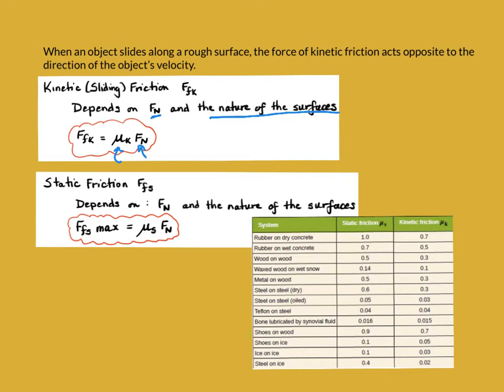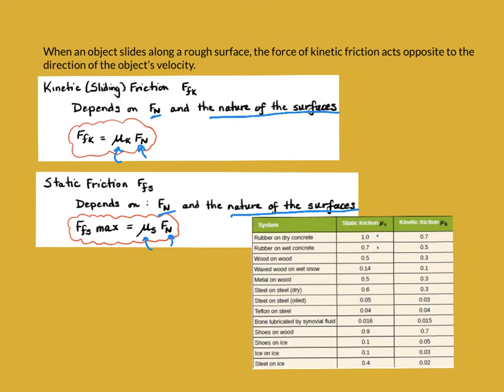For static friction, very same. It depends on the normal force and the nature of the surfaces. Here are some samples of the coefficients of static friction and kinetic friction. Rubber sliding on dry concrete would have a larger coefficient of friction than on wet concrete. What does that tell us? That tells us it's easier to slide on a wet surface than on a dry surface.